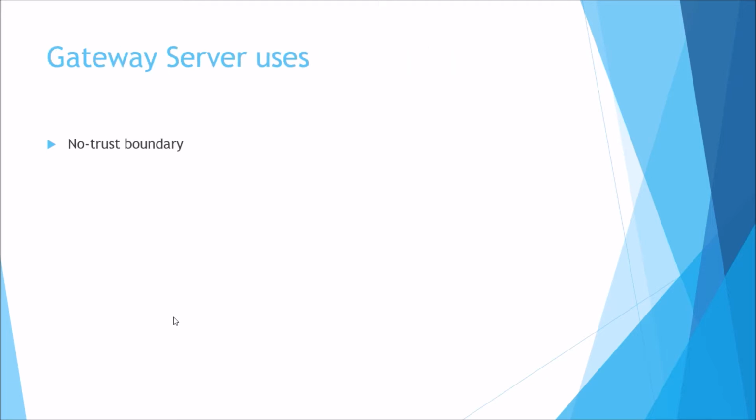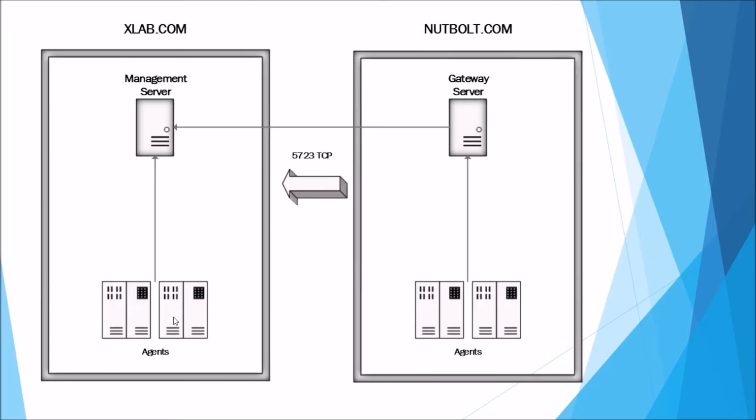The first of these, and the most common one that you'll probably run into, is when you have a no trust boundary type scenario. This diagram will show you what I'm talking about, because this is the situation that we're going to be demonstrating, where we have two domains, my xlab.com lab domain, and another domain I just called nutbolt.com. You can think of this as maybe a DMZ or an extranet, where you don't have a two-way trust between these two. These are actually just two different forests with no trust.